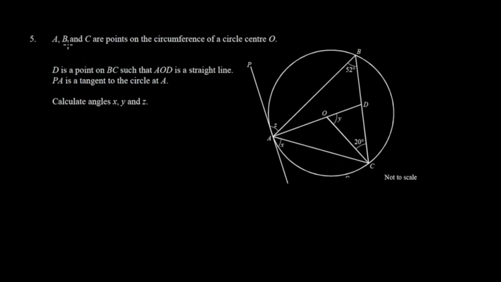So we have A, B, and C, which are points on the circumference of a circle with center A. D is a point on BC such that AD is a straight line. Some of these things you can deduce from seeing, and you would need these interpretations where you're not sure. And PA is a tangent to the circle at A like this. Calculate angles X, Y, and Z.